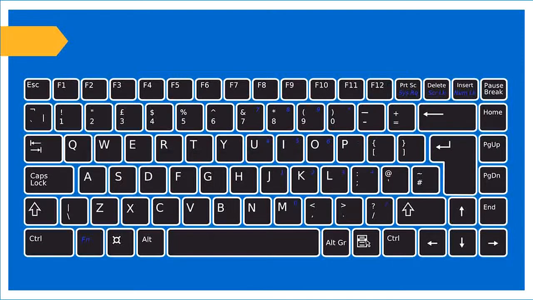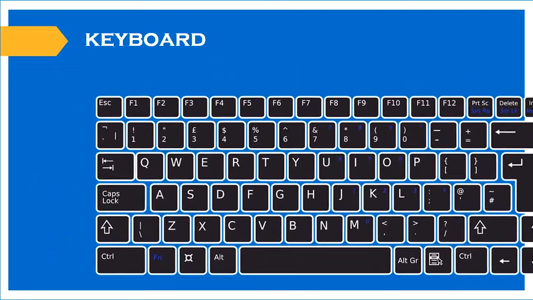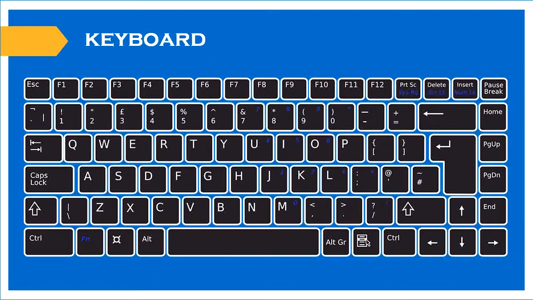While the monitor gives us output, we interact with the computer through input devices. One such device is the keyboard. The keyboard has letters, numbers, and symbols on it. With the help of the keyboard, we give commands to the computer.